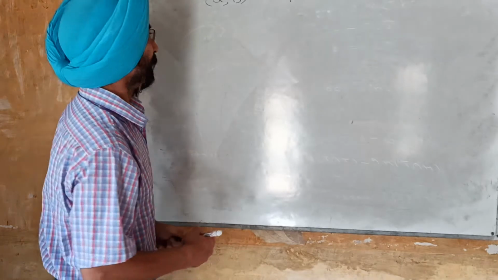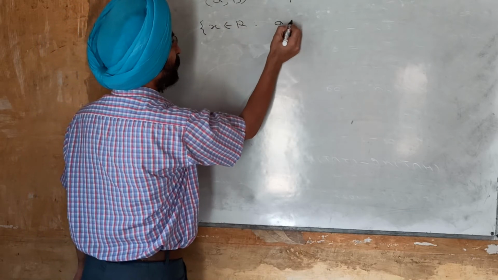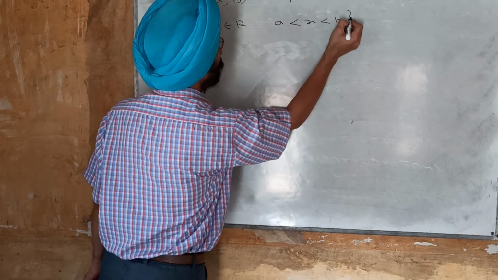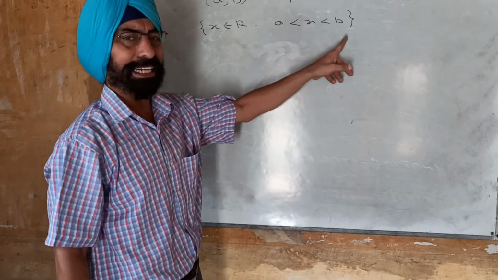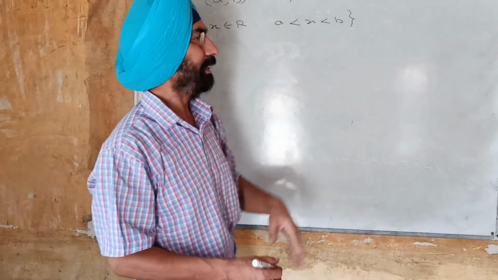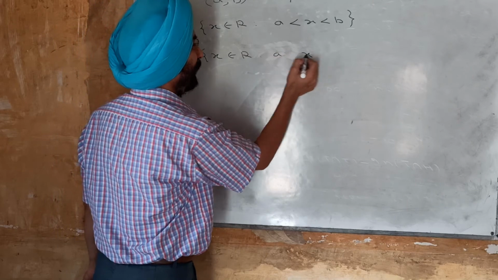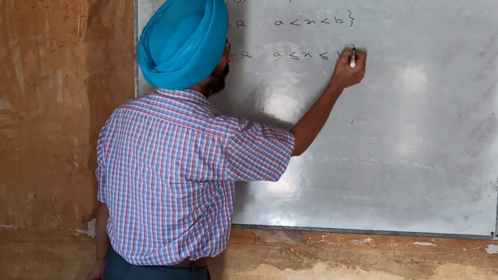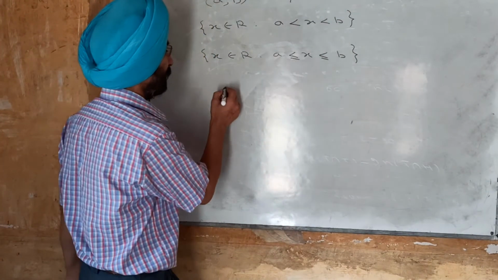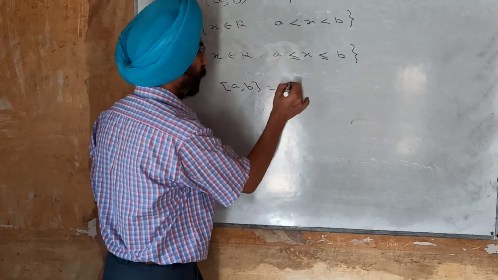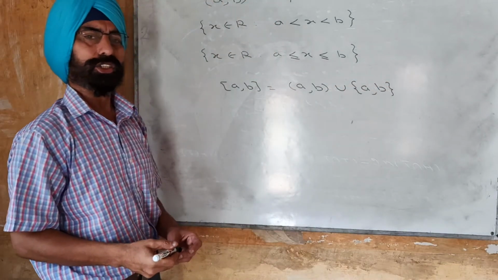Look at this. This is actually the set of all those real numbers that lie between A and B. And the third one is again the set of all real numbers that lie between A and B, but including A and B. That means this is the set which is equal to the union of the other 2 sets.